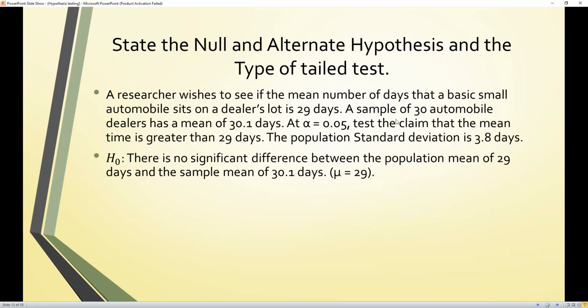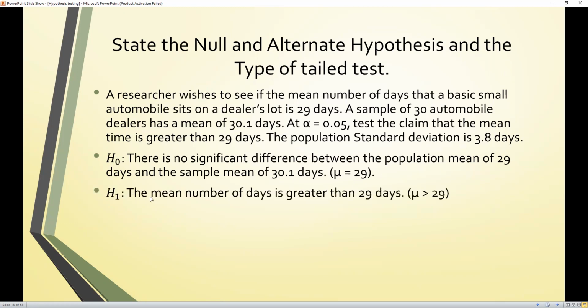So what is the claim of the study? So the claim is that the mean time is greater than 29 days. So the researcher wants to show that it's not 29 days, but it should be higher. So the sample size of 30 shows a mean of 30.1 days. So what we need to prove here is that 30.1 days is actually significantly greater than 29. So that's why the mean number of days is greater than 29 days.